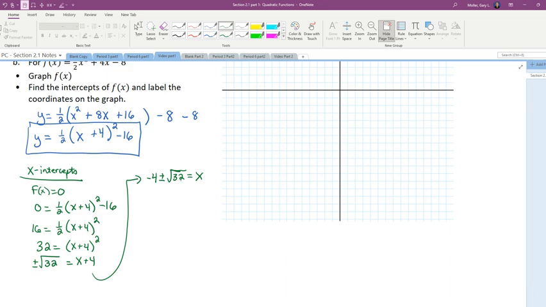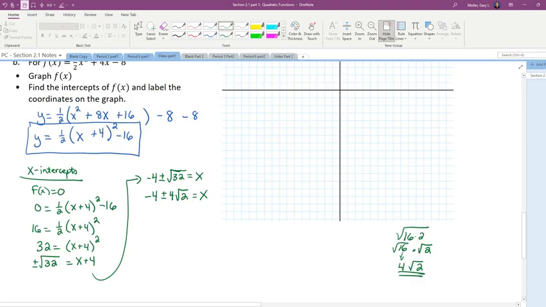32 is 16 times 2. And so then the square root of 16 is 4. So I get negative 4 plus or minus 4 square root of 2 equals x. Again, for those of us who need to see it, I'm just turning 32 into 16 times 2. Since they are factors, I can do them factor by factor, giving me the square root of 16 times the square root of 2, and the square root of 16, of course, is 4. So I get 4 square root of 2.